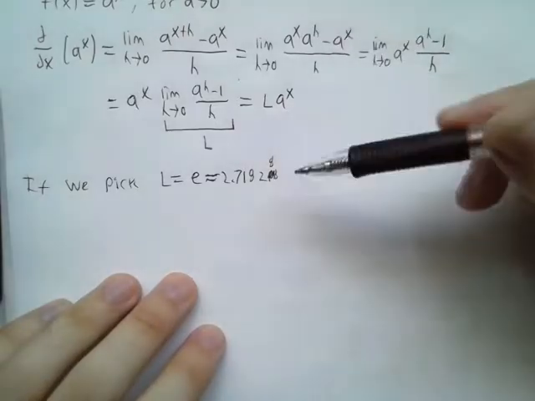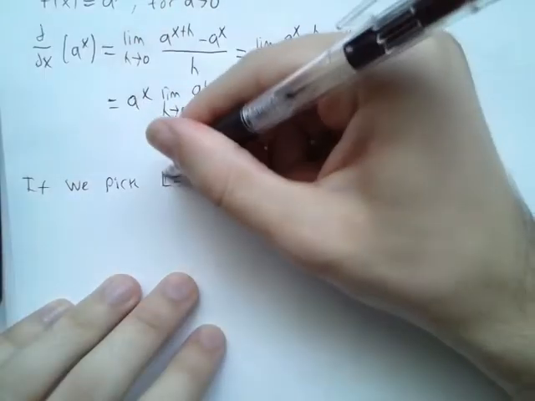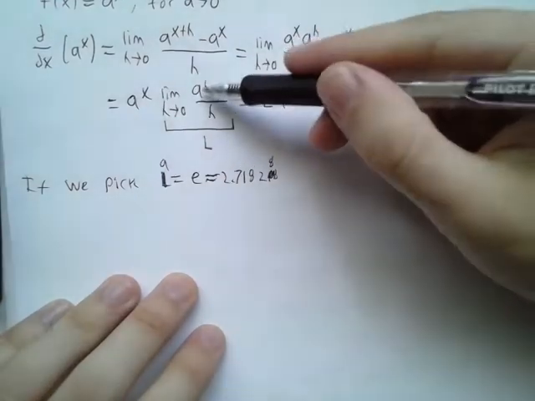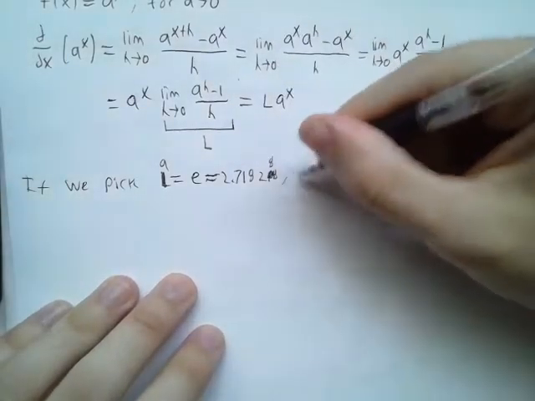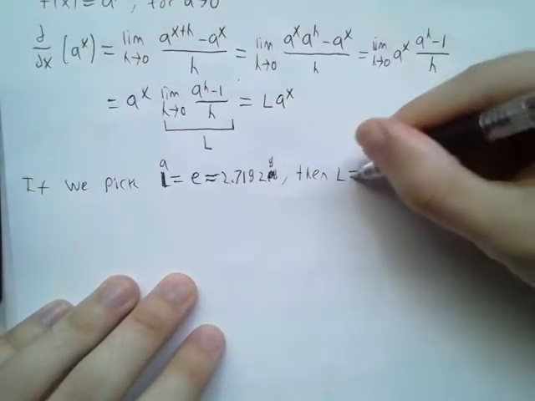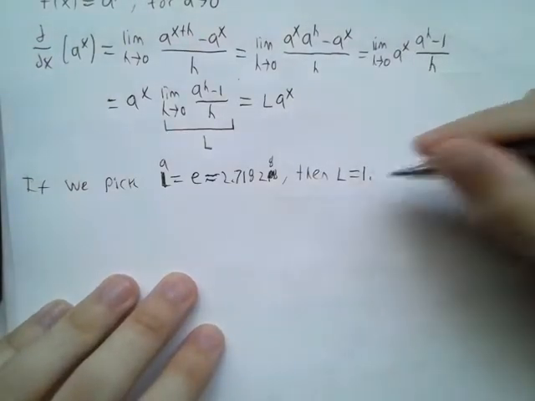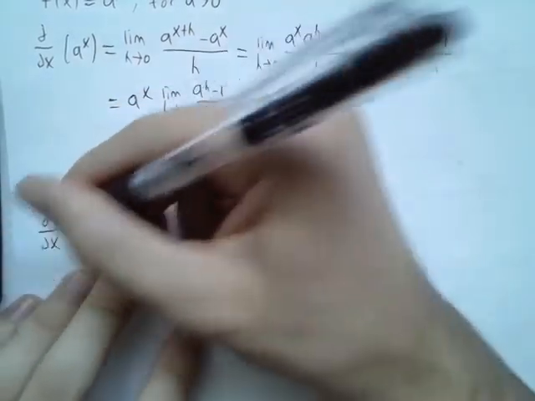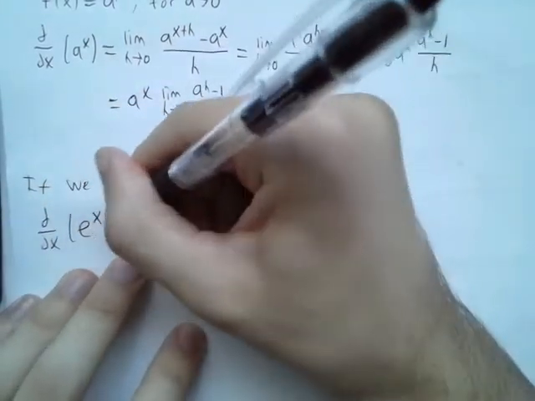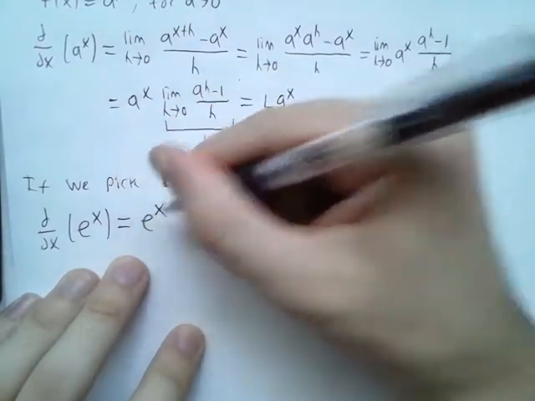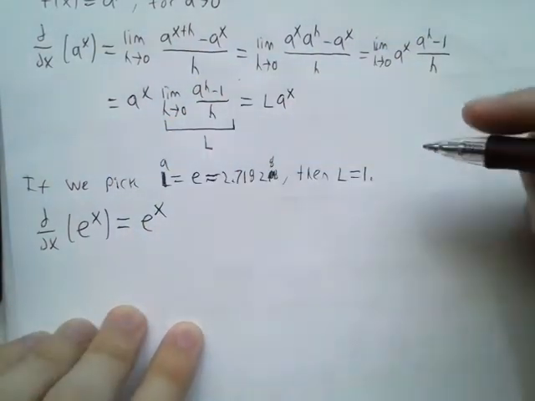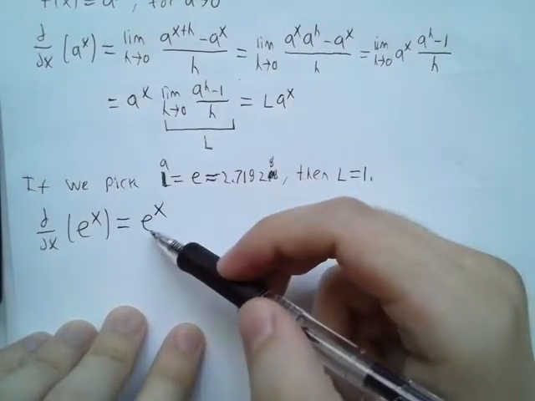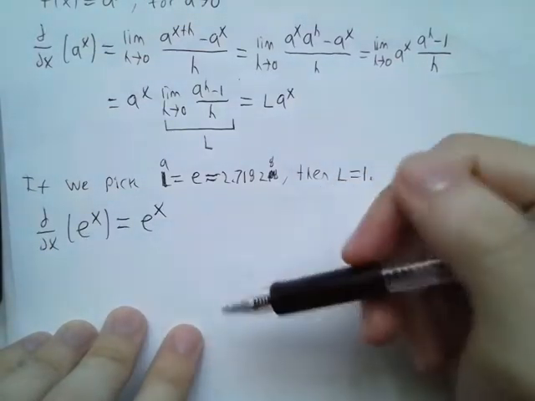So if we pick a to be this number, then we can plug in smaller and smaller h values, and you'll see that L actually ends up approaching 1. So this means if a is equal to e, we get the result that the derivative of e to the power x is equal to e to the power x. So this is what makes e such a special number in calculus. The derivative of e to the x is just equal to e to the x. We don't actually have to do anything to it.